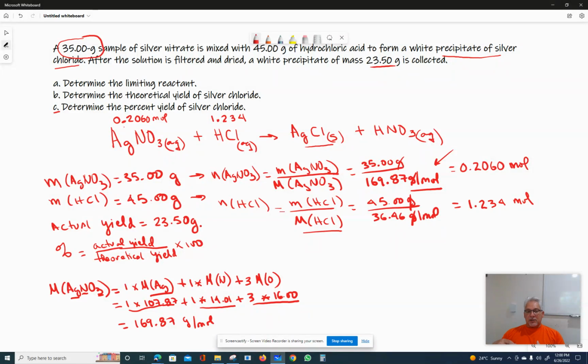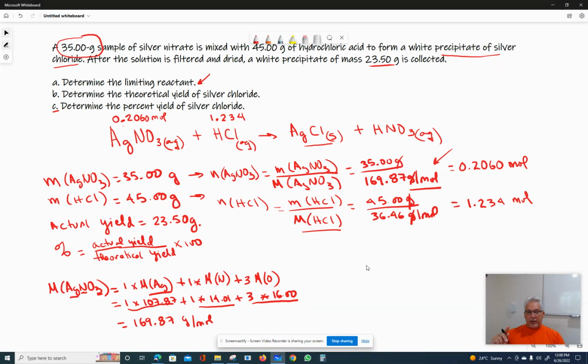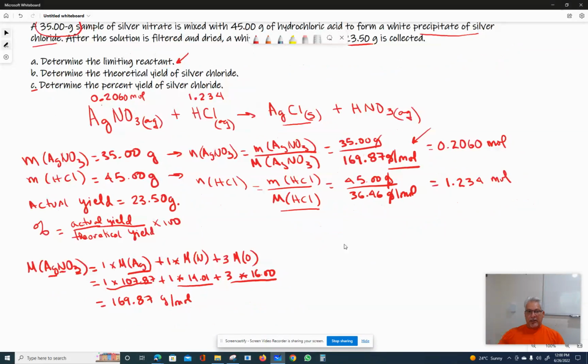Remember, the one that finishes the reaction will be the limiting reactant. One way, not the only way, to calculate the limiting reactant is doing the following. First, testing silver nitrate, and then testing hydrochloric acid. I need to find which one of them will produce the least amount of silver chloride.